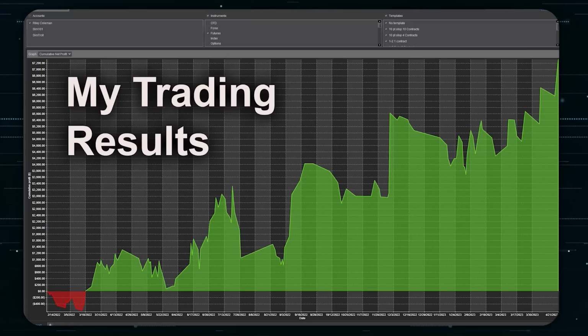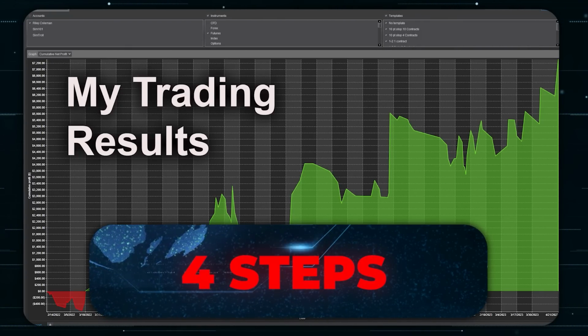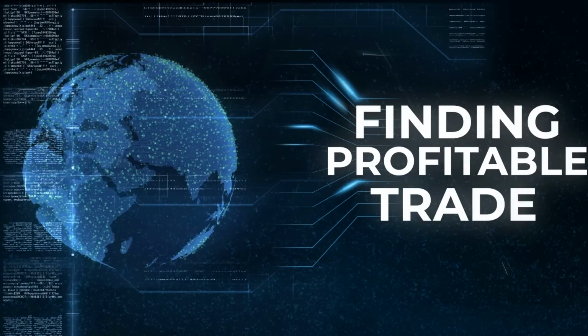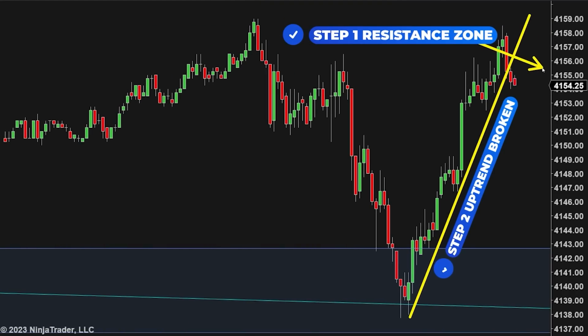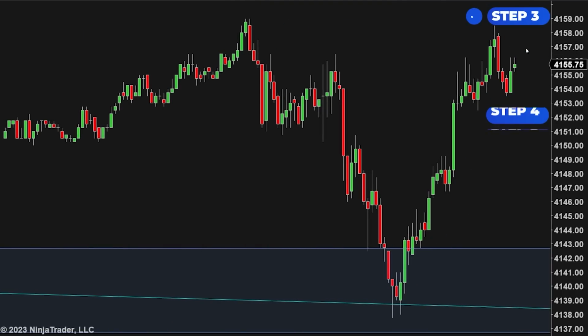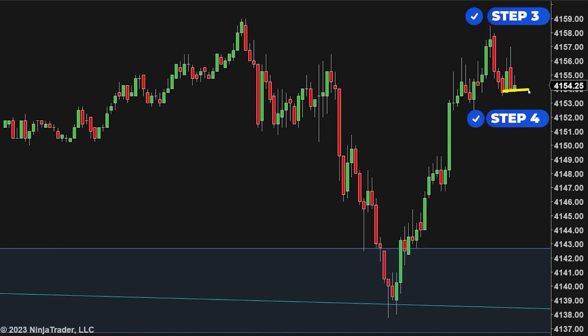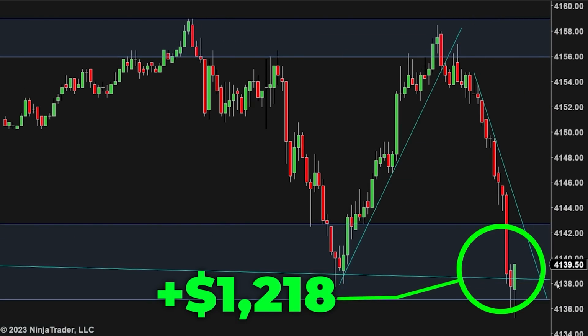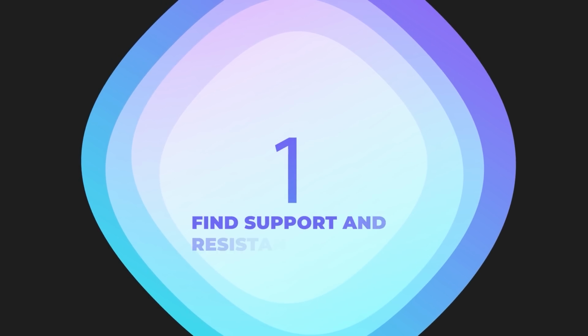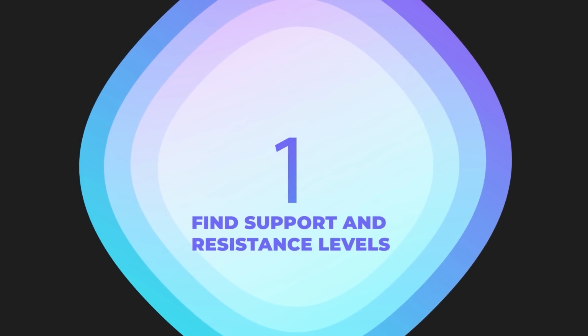It took me 5 long years to discover a consistently profitable trading strategy, and I want to pass on to you the 4 steps that I take when finding profitable trades. If you can use these steps every time when looking for a trade, you are going to find profitable trades a lot more often. This strategy can work on any time frame or any market because all it uses are candlesticks. The first step in this process is finding good support or resistance levels.